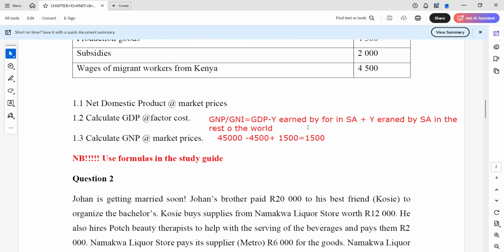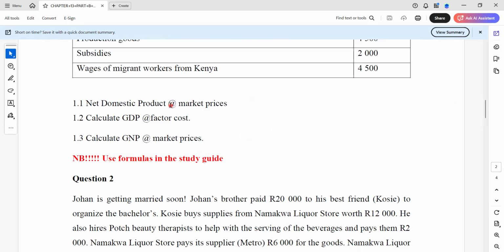So GNP, gross national product or gross national income, we basically want to calculate income earned by South African citizens, right? Everyone who's a South African citizen, whether they are here or whether they are working outside South Africa. So we say GDP minus income which is earned in South Africa, but it's earned by who? By foreigners. We subtract that income. And then we add the one which is earned by South Africans in the rest of the world. Then we got 1,500, right? So we're done with question one. It was not that difficult.